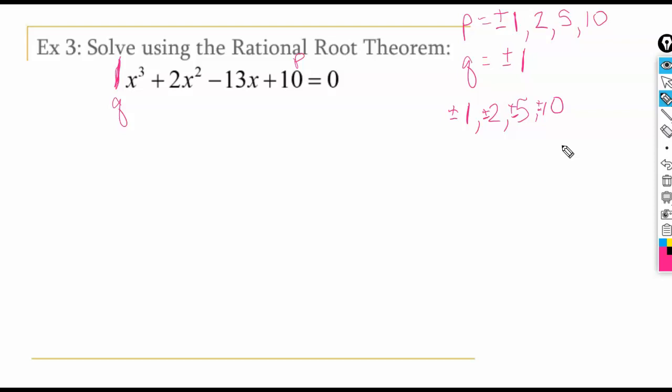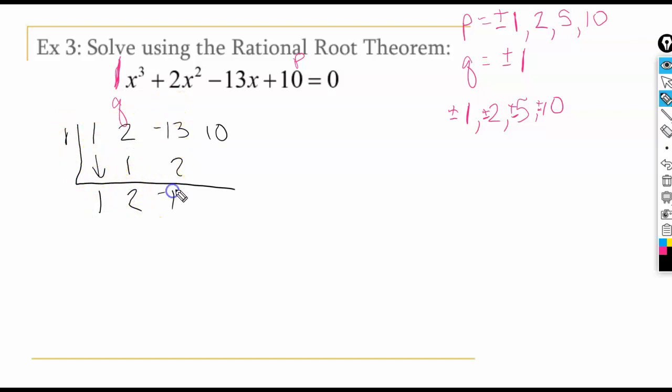So we're just going to have to start doing synthetic division and see if we can figure out which ones of these work. So we've got 1, 2, negative 13, and 10. Might as well start with 1. So if we start with 1, 1 times 1 is 1, 2, 2, negative 11. Nope, that one doesn't work. Don't waste a lot of time, folks. If one doesn't work, you just move on to the next one.